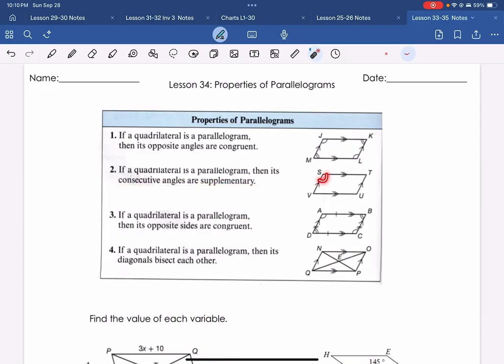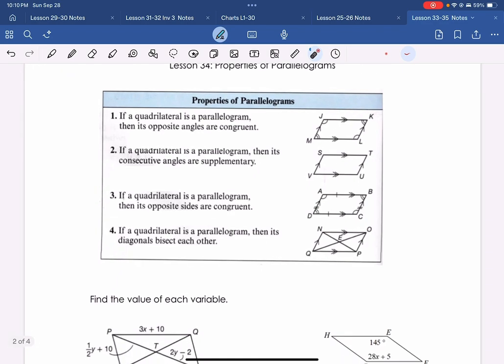So angle S is supplementary to angle T, which means these add up to 180. These are also consecutive, so they add up to 180. So these two angles are 180, and these two angles are 180. So whatever angles are right next to each other are 180. Opposite sides are congruent. Notice how this side is congruent with this side, and this side is congruent with this side. And then lastly, the diagonals bisect each other. So see these diagonals? When it says they bisect each other, this one's congruent to this piece, and this piece is congruent to this piece.